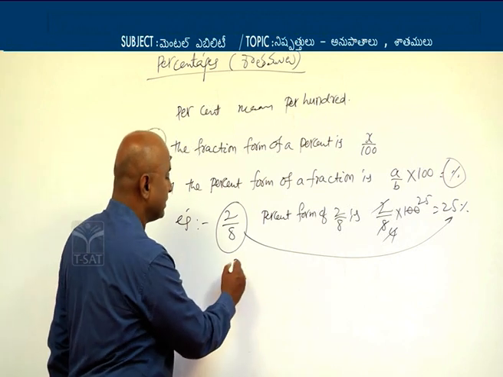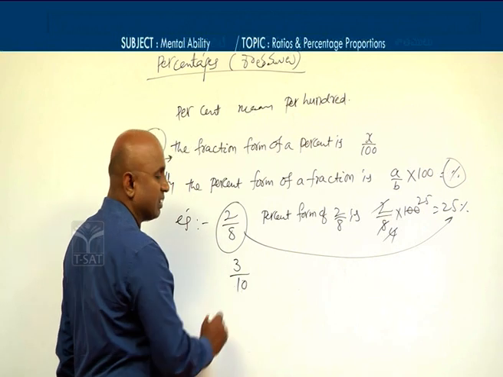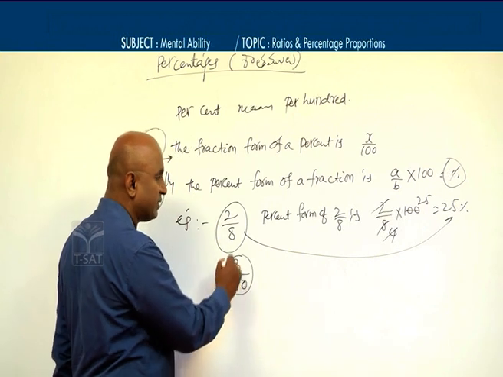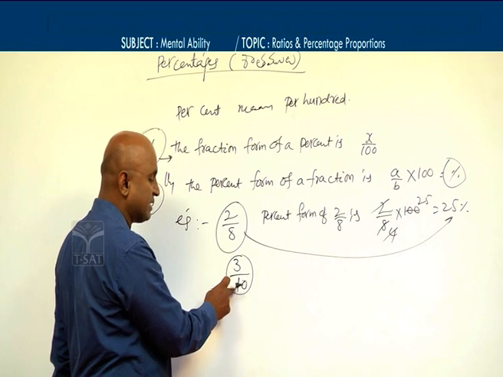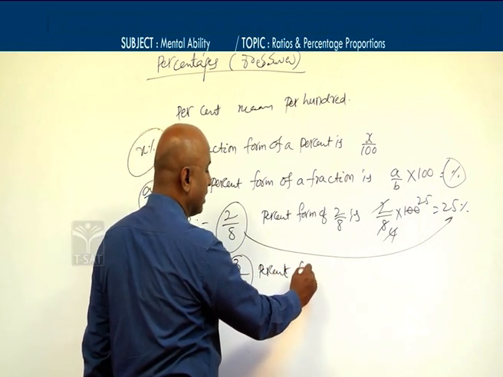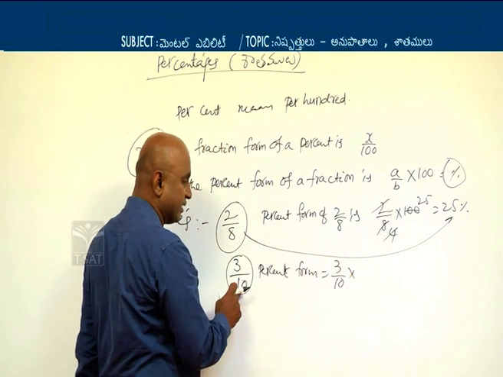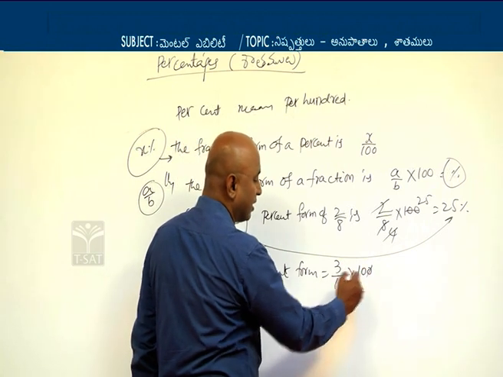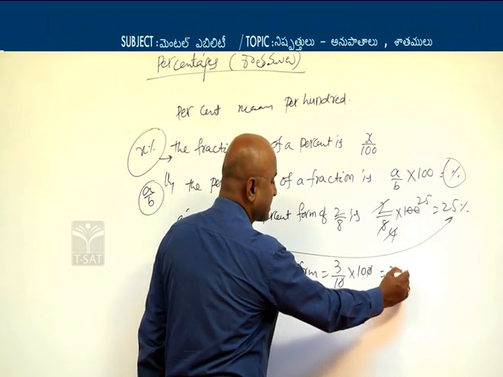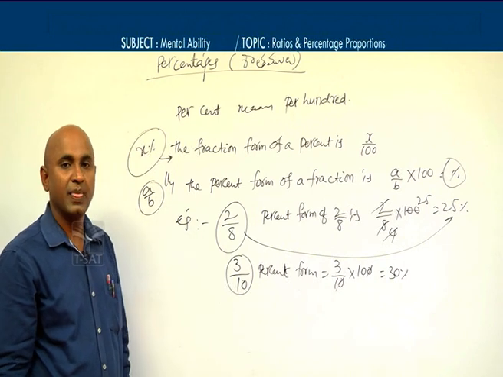Similarly, suppose 3/10 is there. The percent form of 3/10: the fraction is 3/10, multiply this with 100, that is equal to 30%. So 3/10 is equal to 30%.